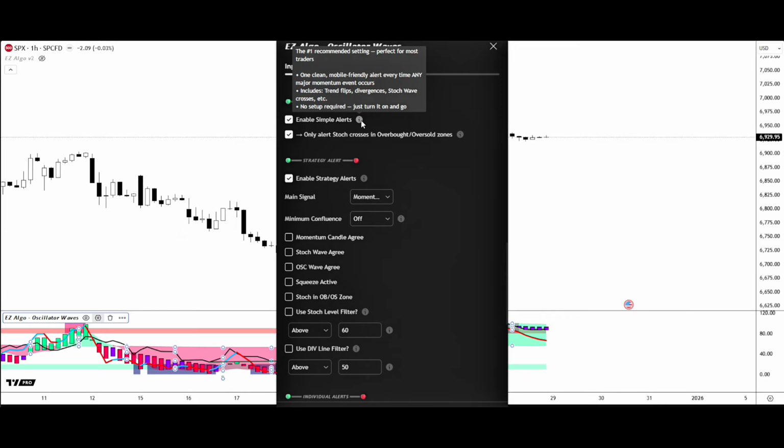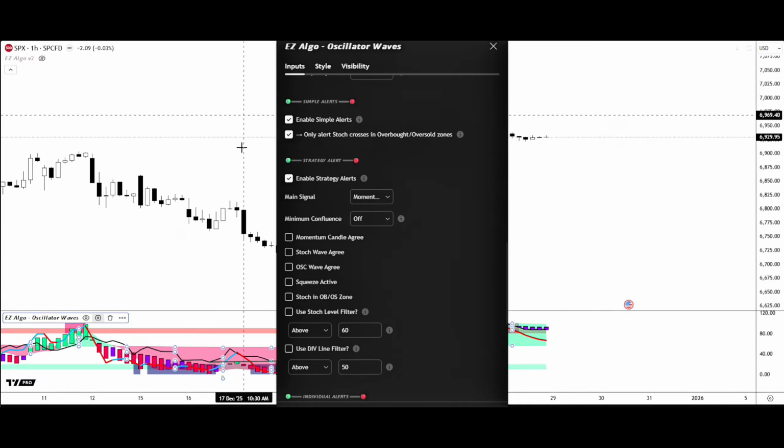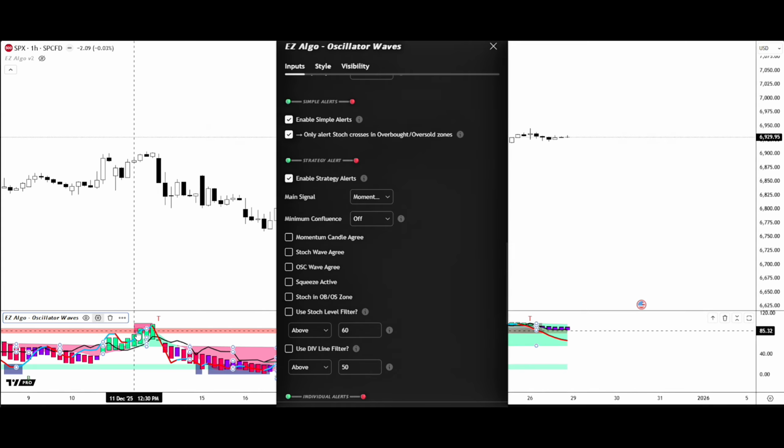And that just basically will give us a bunch of alerts at once if we just want to click it on and be done. If we only want to be alerted on something to change with the indicator, when our Stoch wave is crossing over in an oversold or overbought area, we can do that.